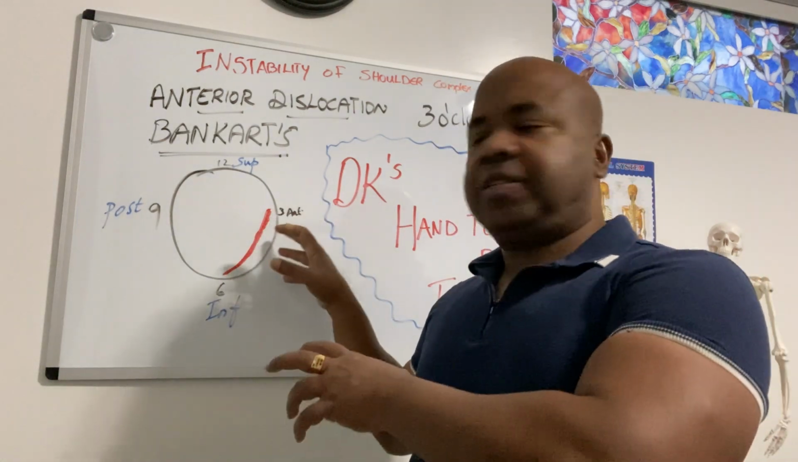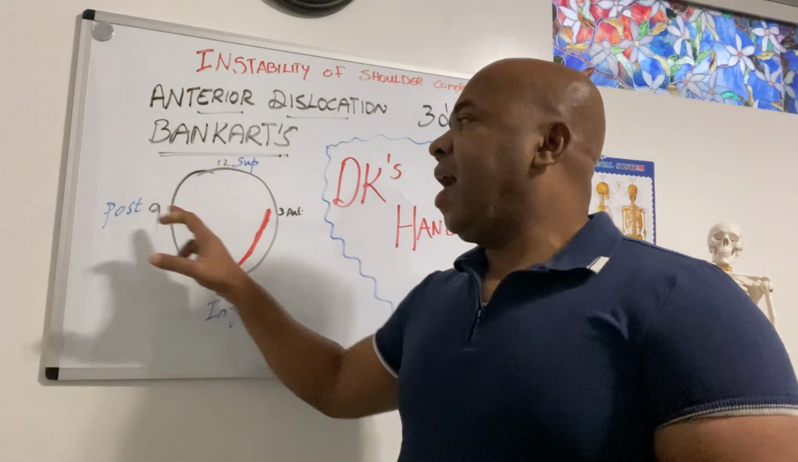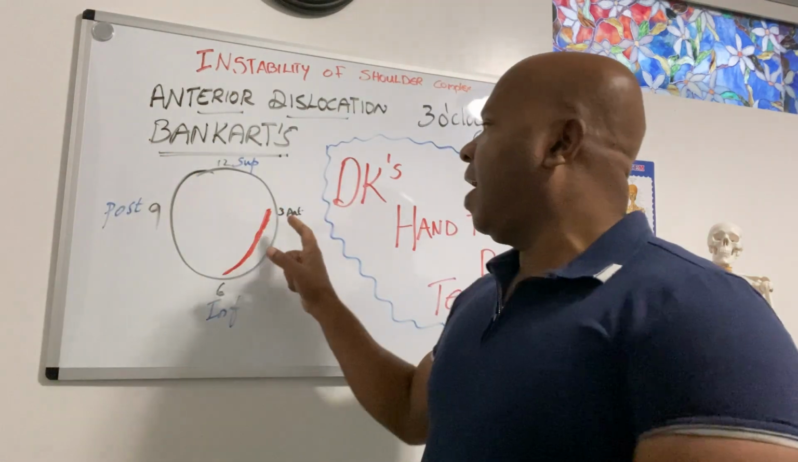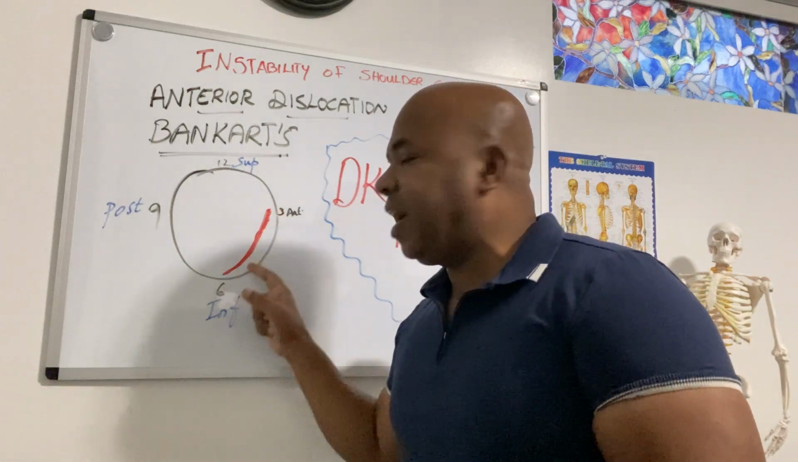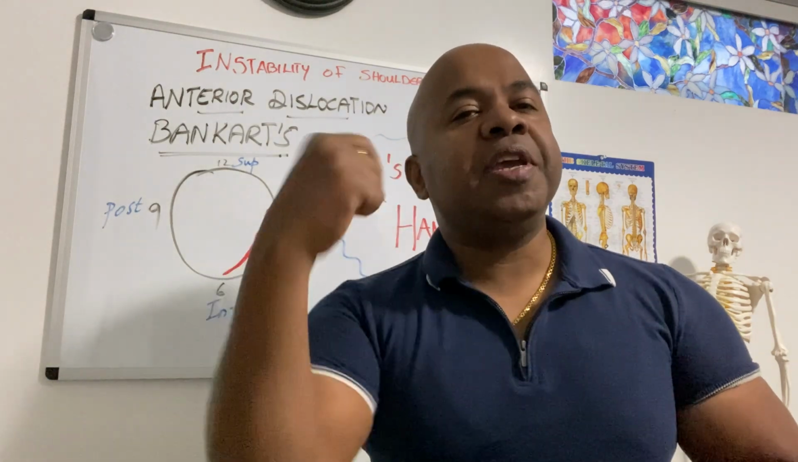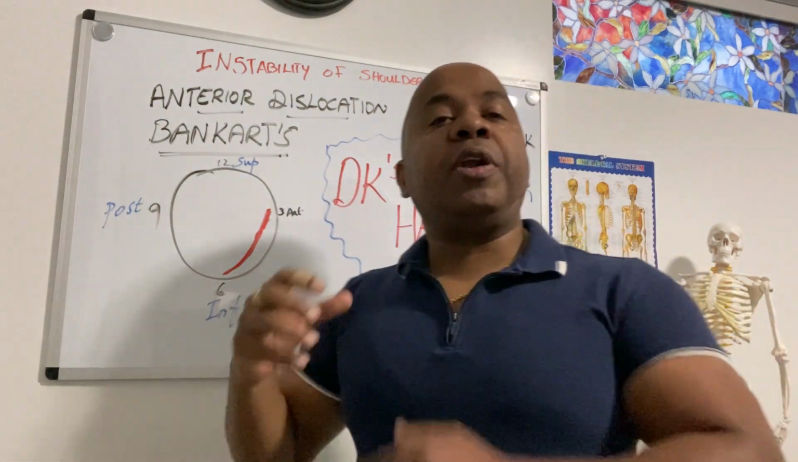Just imagine this clock. 12 o'clock is superior, 6 o'clock is inferior. The main confusion is that 9 o'clock is posterior, and 3 o'clock is anterior. Imagine this red line between 3 and 6. So the injury is happening at the anterior inferior aspect of the glenoid labrum.